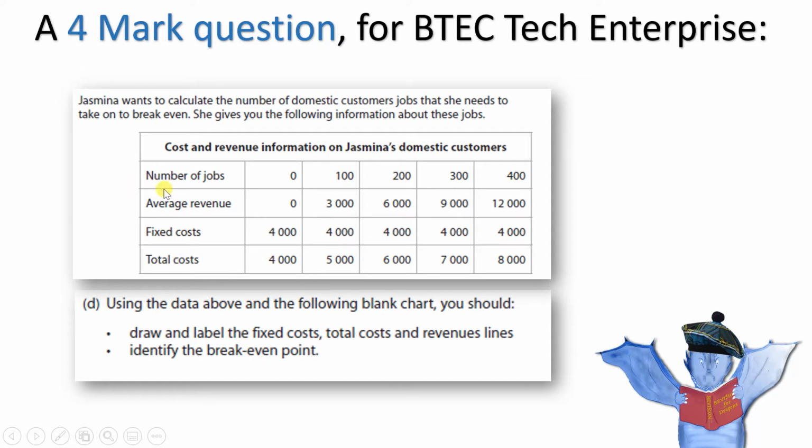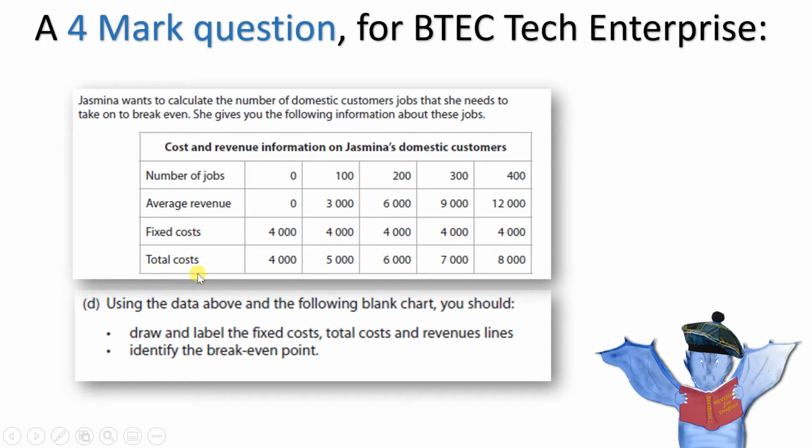On the left hand side you've got number of jobs, and you can see it starts at 0 and then goes up in hundreds from 100, 200 on that row. The next row, average revenue, starts at 0 and then we've got 3,000, 6,000, it goes up in 3,000. The third row of information, fixed costs, starts at 4,000, 4,000, 4,000, i.e. you get the idea why it's fixed.